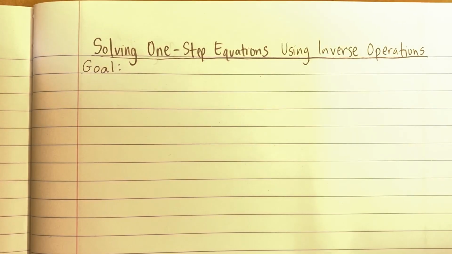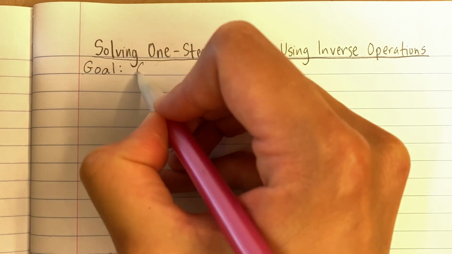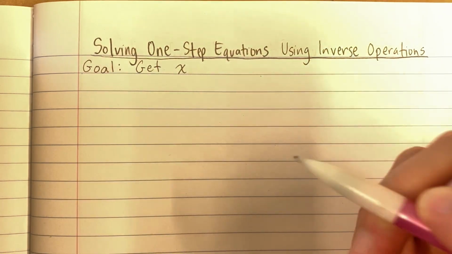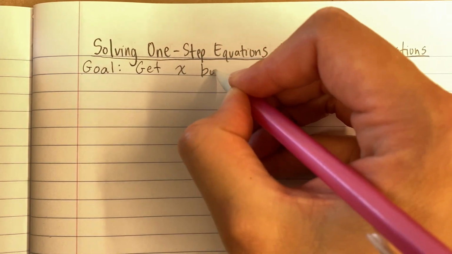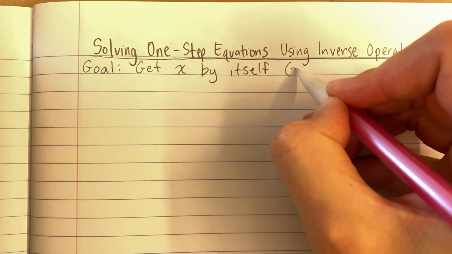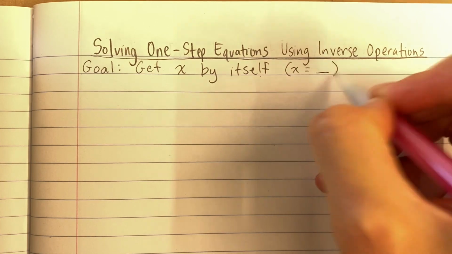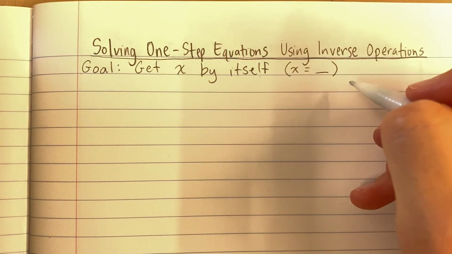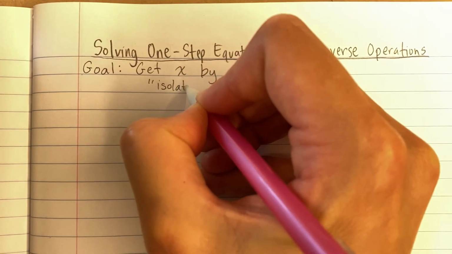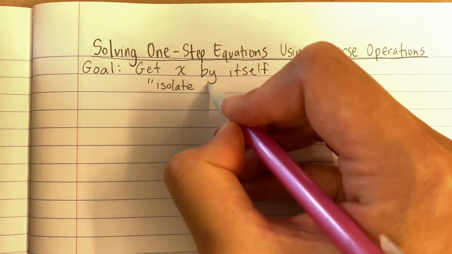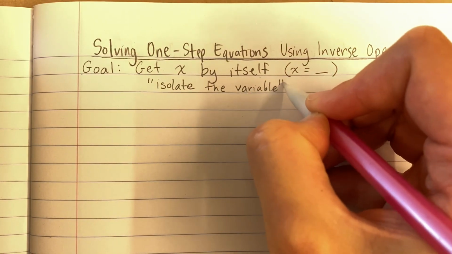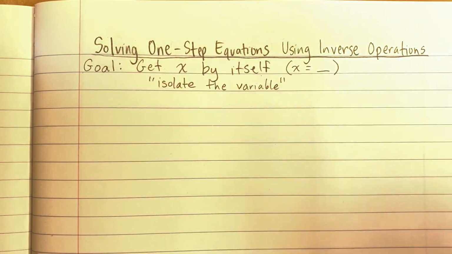When we solve an equation, the goal is to get x, okay, sometimes it's an x, sometimes it's an n, sometimes it's an a, usually it's an x, by itself. So we want the answer to look like this. X equals some number, okay? And this is called isolating. Isolate means to get something by itself. So our goal is to isolate the variable. Okay, isolate means to get by itself, and the variable is the letter, in this case, x.